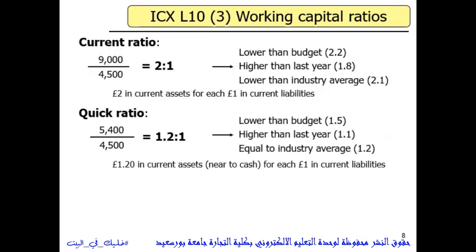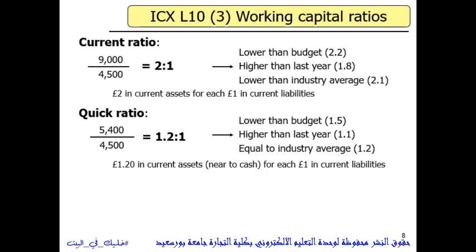So first of all, he calculates the current ratio, and then he moves to calculate the quick ratio. How to calculate the current ratio? It's equal to current assets divided by current liabilities, and the quick ratio is equal to current assets less inventory divided by current liabilities. The current ratio here is lower than the budget, higher than last year, and lower than the industry average. Regarding the quick ratio, it's lower than the budget, higher than last year, and equal to the industry average.